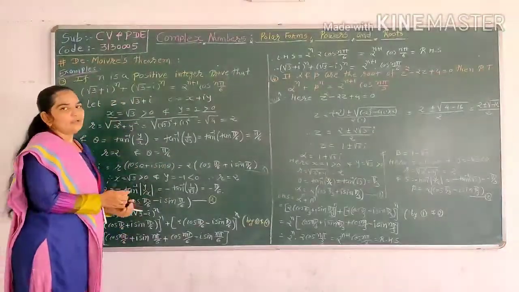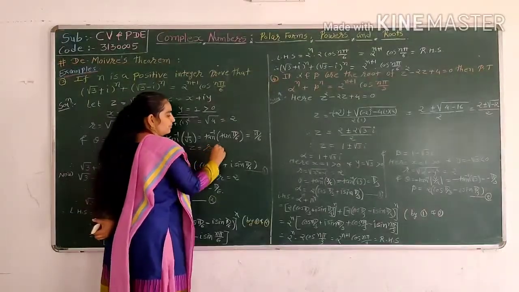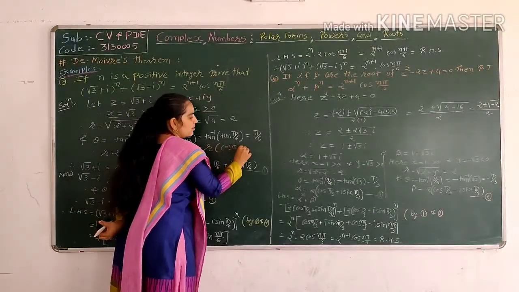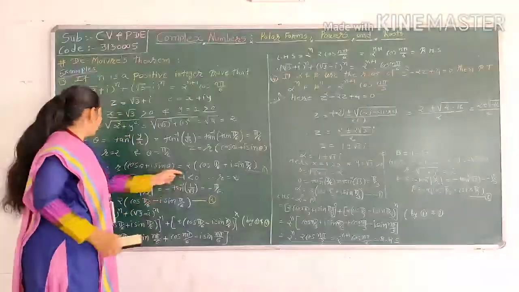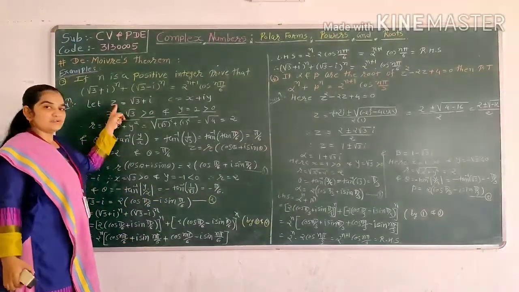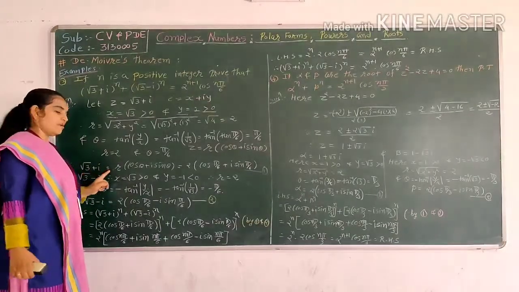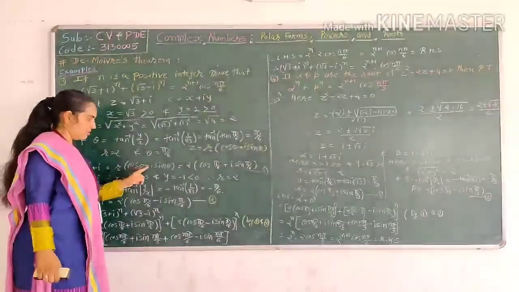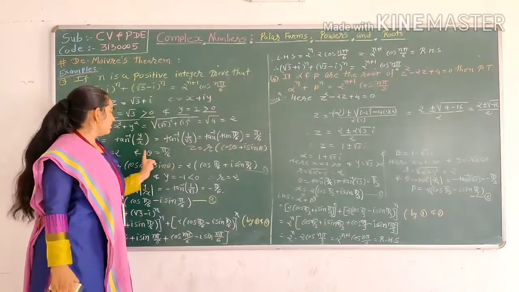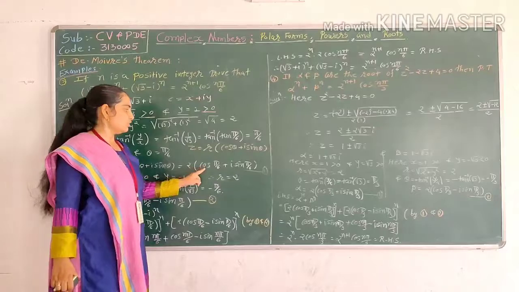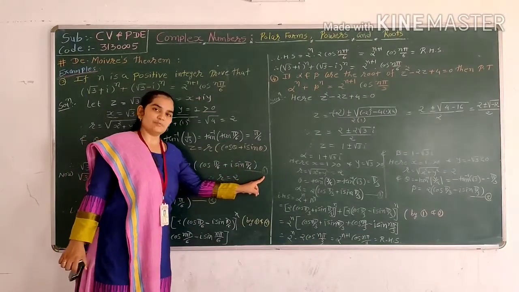Now we know that the polar form of a complex number is z is equal to r cos theta plus i sin theta. Therefore, we are given here z is equal to under root 3 plus i. Therefore under root 3 plus i is equal to r cos theta plus i sin theta, where r is equal to 2 and theta is equal to pi by 6. Therefore 2 cos pi by 6 plus i sin pi by 6. This is equation number 1.